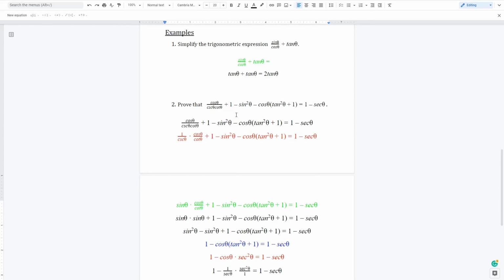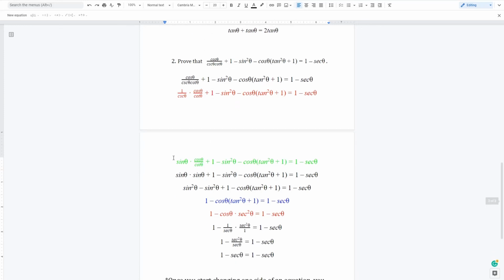Well, besides that, that's basically how you would use trigonometric identities to simplify or to prove an equation is either true or false.